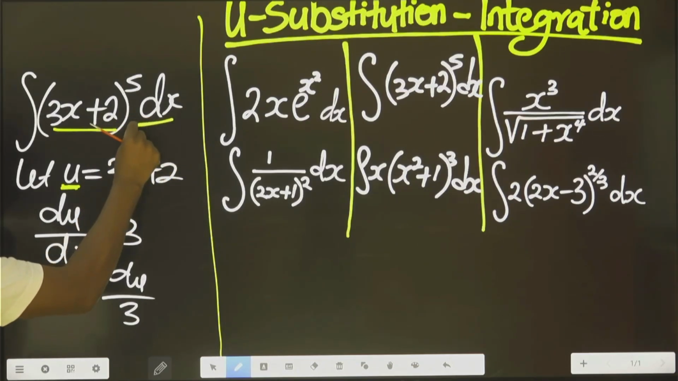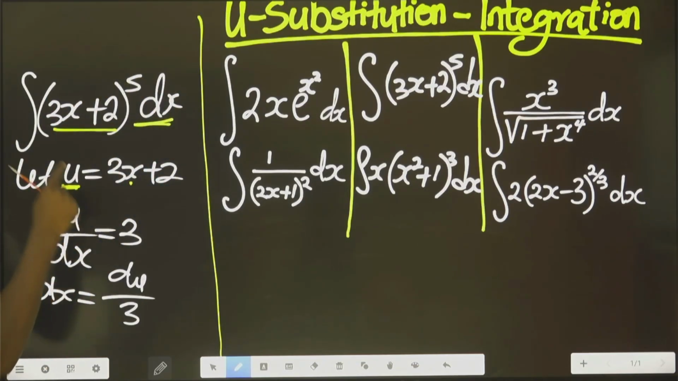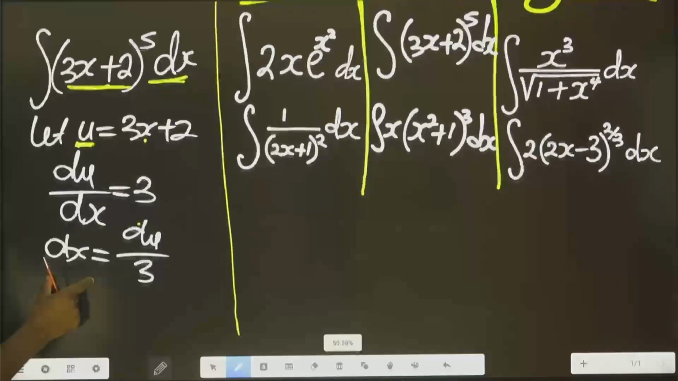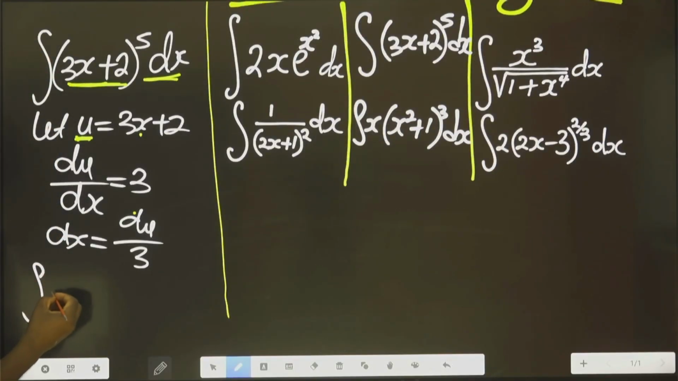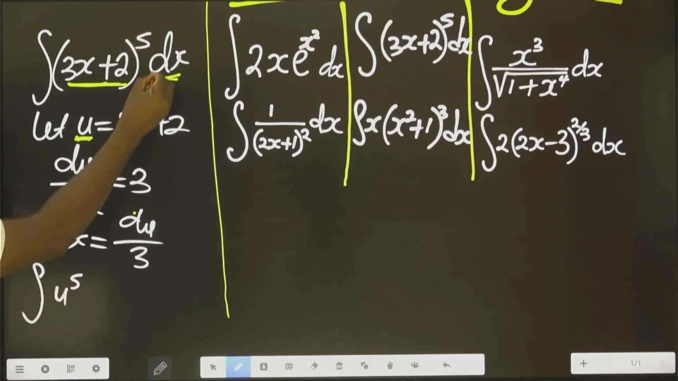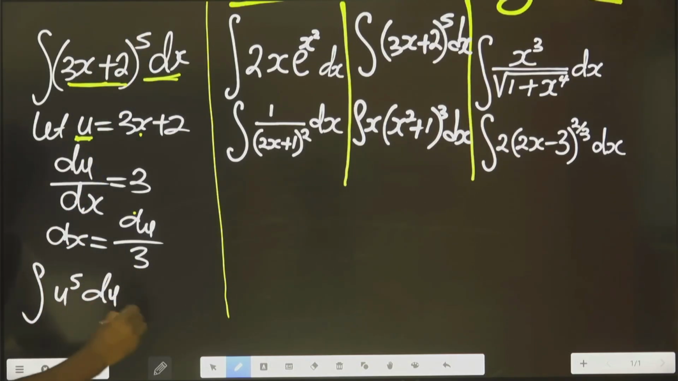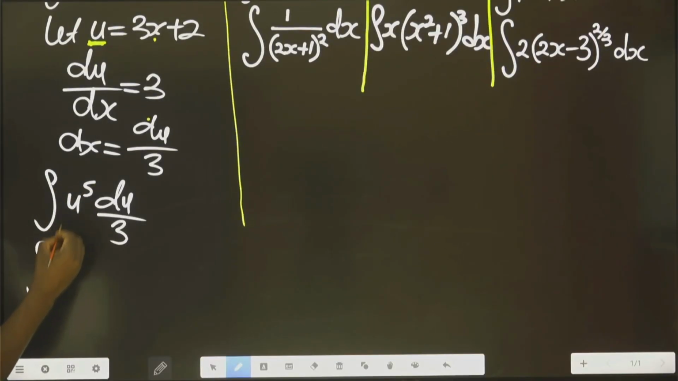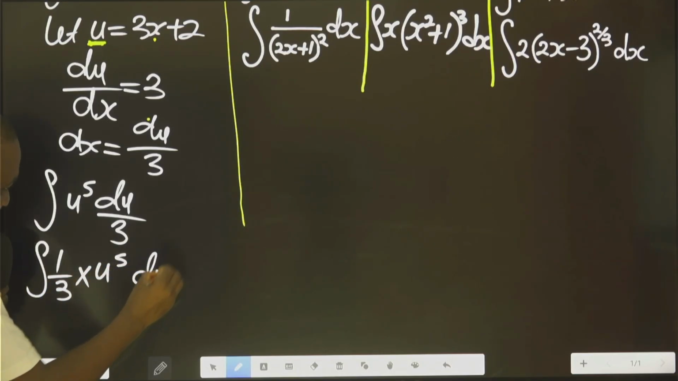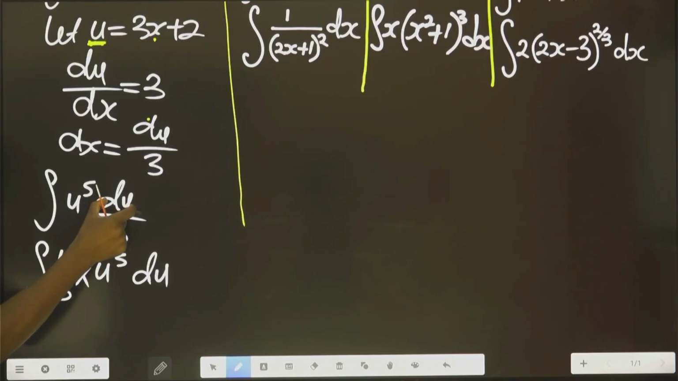Now we have a value to replace this, and we also have a value to replace this. That is u, while du over 3 will replace dx. Now we come back to the integral: in place of 3x + 2, u will come here, the power 5 is still there, then we put du over 3 to replace dx. You agree with me? You can write this as 1 over 3 multiplied by u raised to power 5 du. That is, we are removing this from this location and bringing it here.